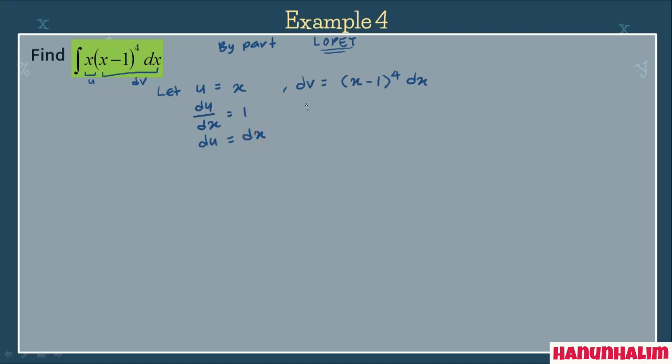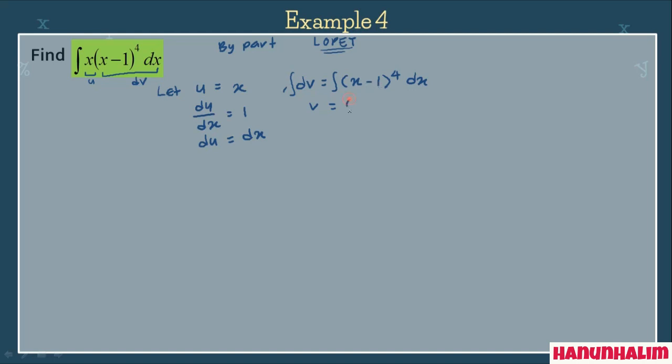dv, untuk dapat v, kita kena integrate. So integrate dv, kita akan dapat v. Integrate (x minus 1) to the power of 4 dx. Nak guna let u pun boleh, okay, tak salah pun. Tapi sebenarnya (x minus 1) to the power of 4, actually kita ada satu rumus dengan syarat dalam bracket dia mesti linear, ax plus b.